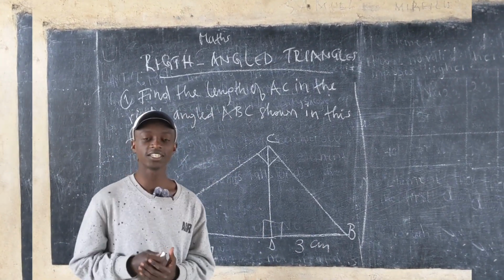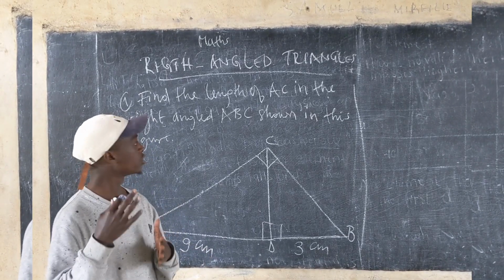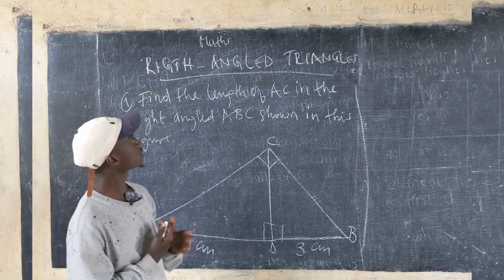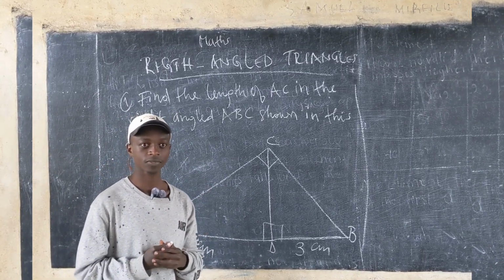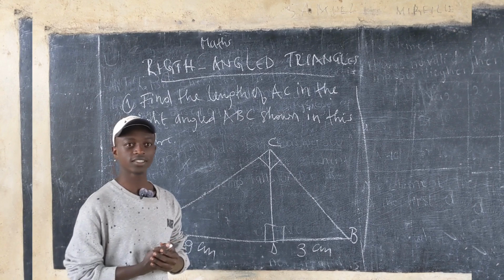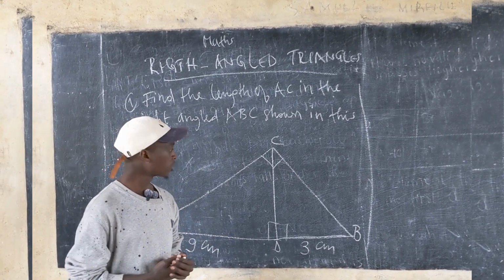Today I am going to help you get to know how to find the missing sides of a right-angled triangle. First of all, here I have a question that I want you to know first.